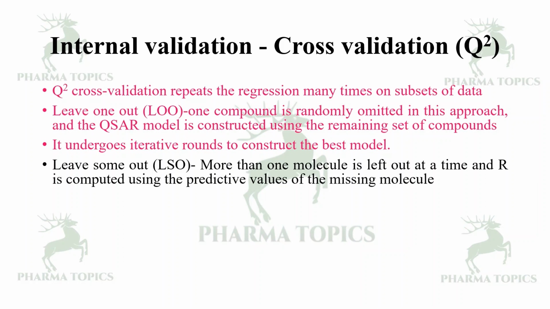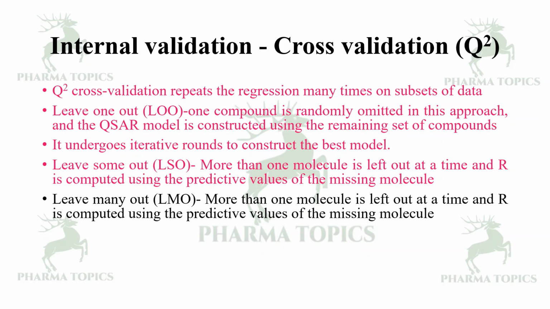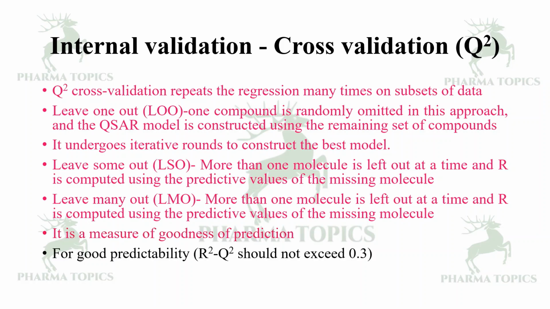Next is leave some out. More than one molecule is left out at a time, and R is computed using predictive values of the missing molecules. Leave many out, that is LMO: more than one molecule is left out at a time, and R is computed using predictive values of the missing molecules. It is larger than the LSO. It's a measure of goodness of prediction. For good predictability, R square minus Q square should not exceed 0.3.